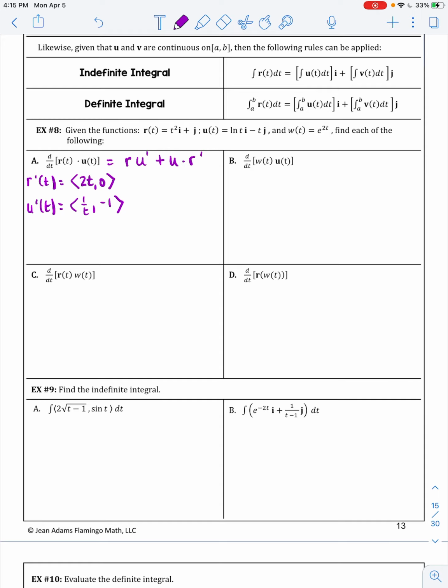So we've got our r, which is our t squared i plus j, times our u prime, which is going to be 1 over t i minus j, and then plus we've got our u, ln t times i minus our t times j, times our r prime, which is just going to be 2t times i. You could say plus 0j if you wanted to, or you can just leave it 2t i.